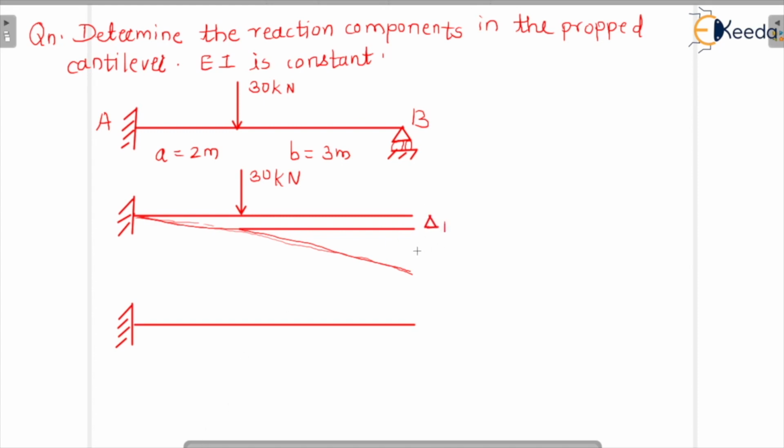This is delta 1 and this is the slope theta 1. Now what is this particular length? If this is theta, what is this length? This is total B. So we can write this ordinate as B into theta 1. Now let us see the next case. So this is our determinate beam subjected to load.